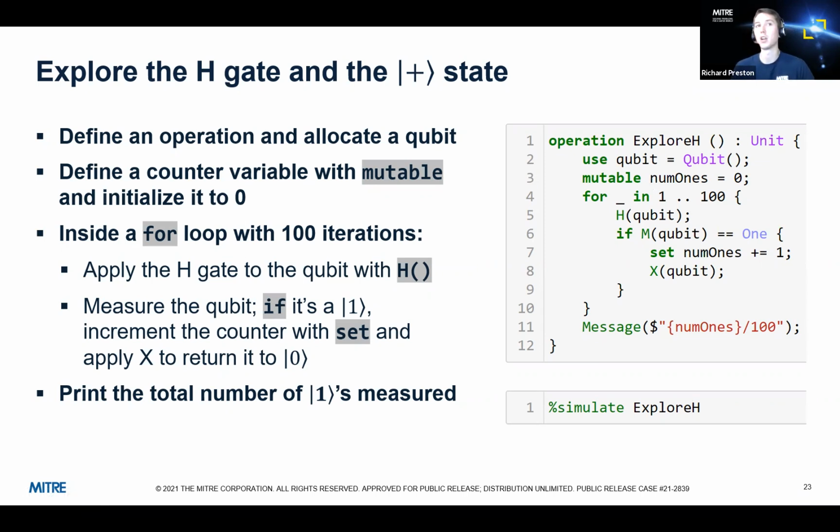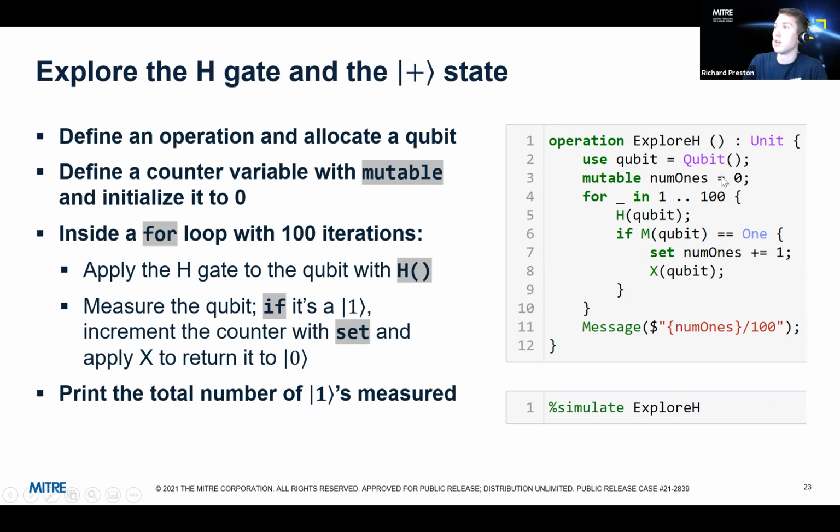Q# is a little bit weird. The default variables that you define with let are actually immutable, so you can't reassign them. Once you've created them, you can't change them. So if you want a variable that can change, you need to use the mutable keyword. What I want to do here is measure a qubit in superposition a bunch of times and see how many times we measure one.